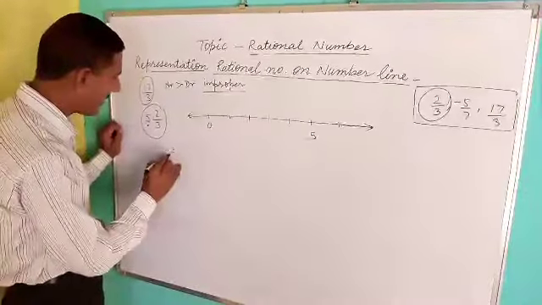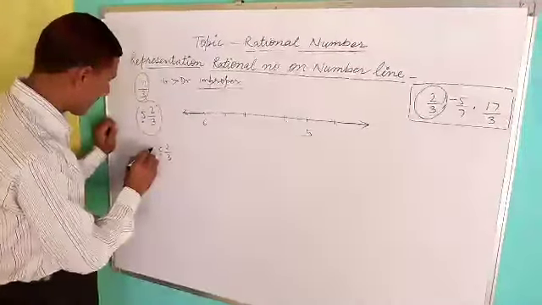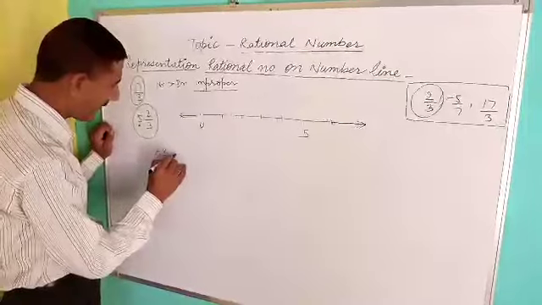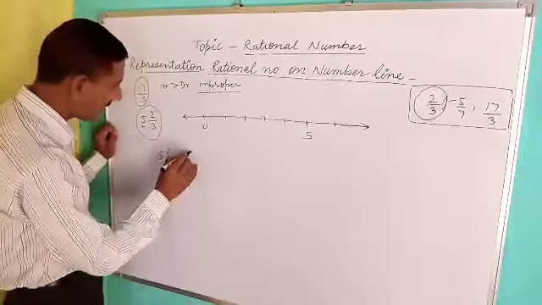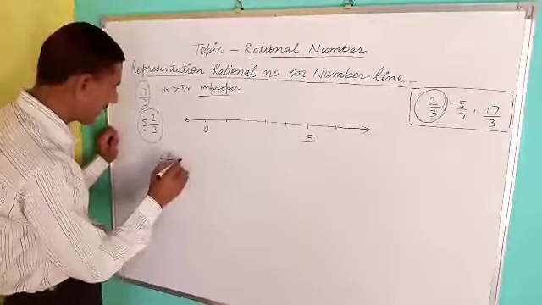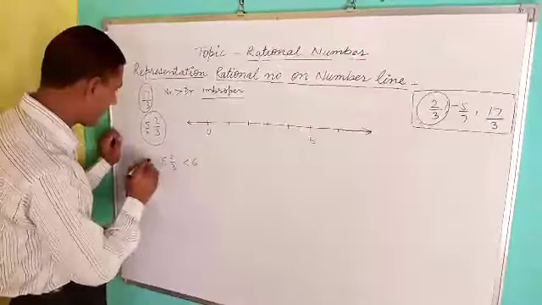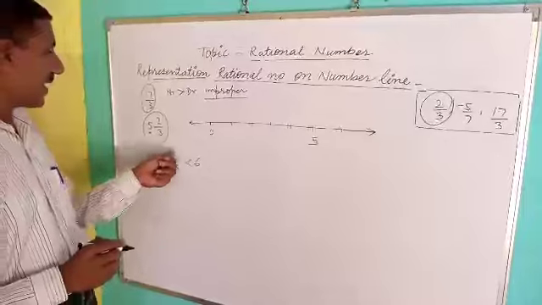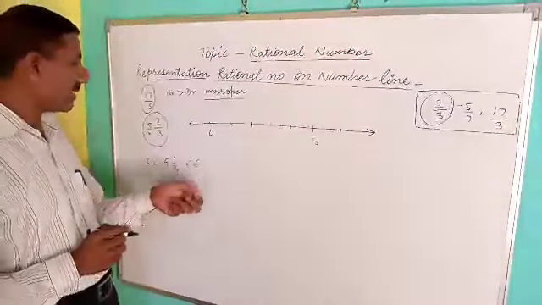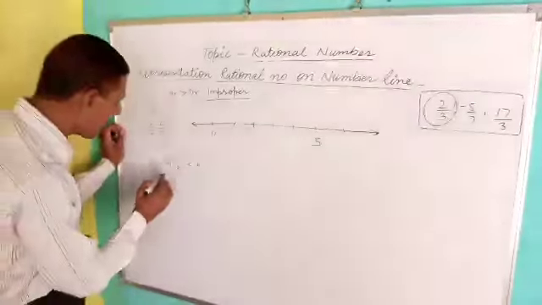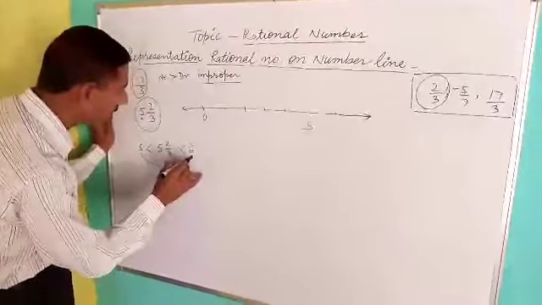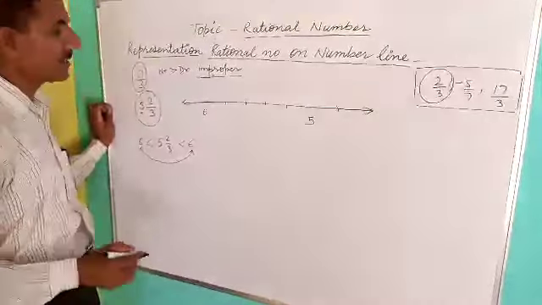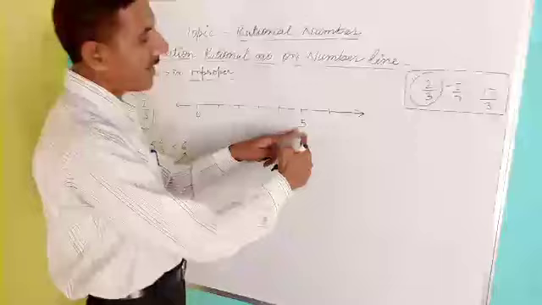5 2 by 3 is greater than 5 and less than 6. So this number will lie between 5 and 6. So we have taken 5.